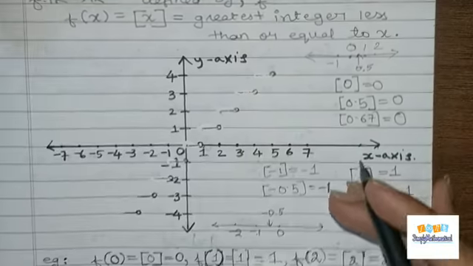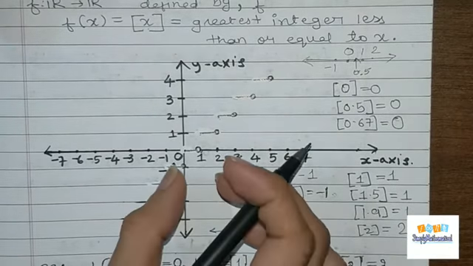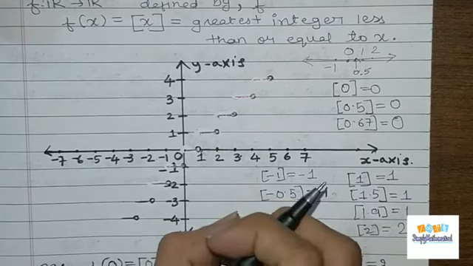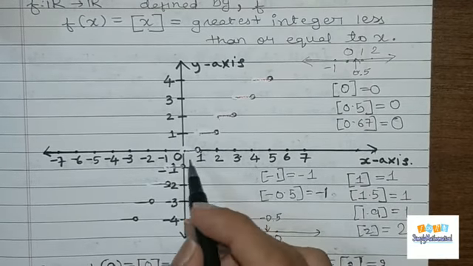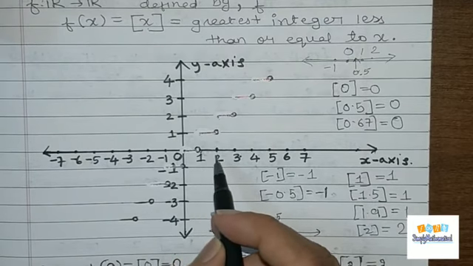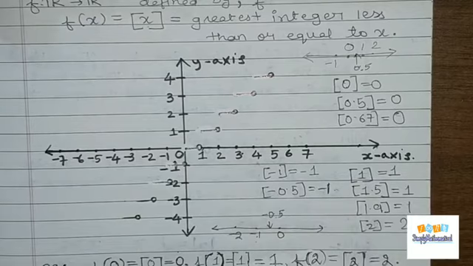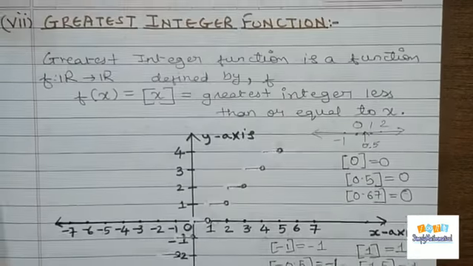So what you are getting is steps for each unit part of the real line. That is from 0 to 1, that is 1 unit part. Then 1 to 2 is 1 unit part, like that. So for that you are getting steps. So that is the greatest integer function.